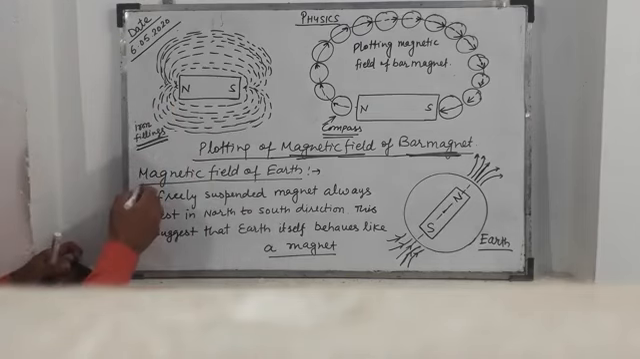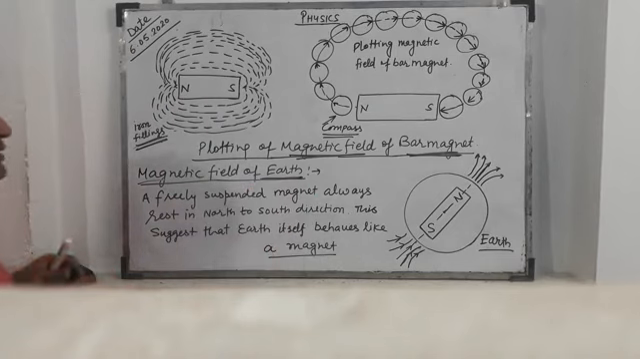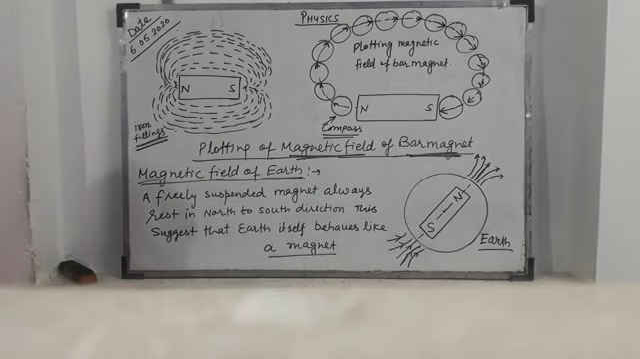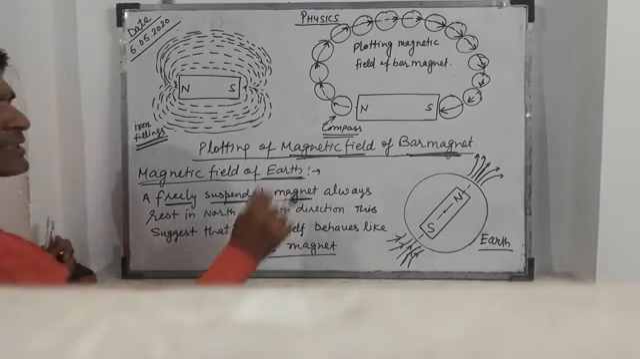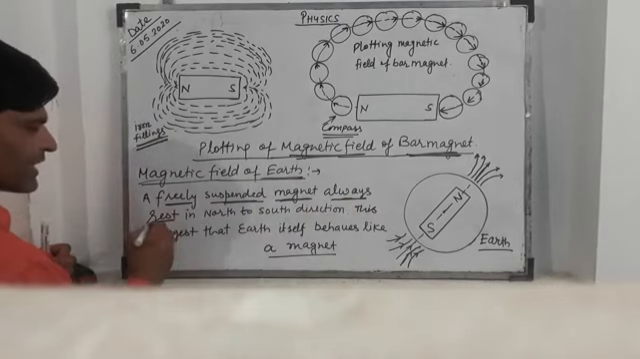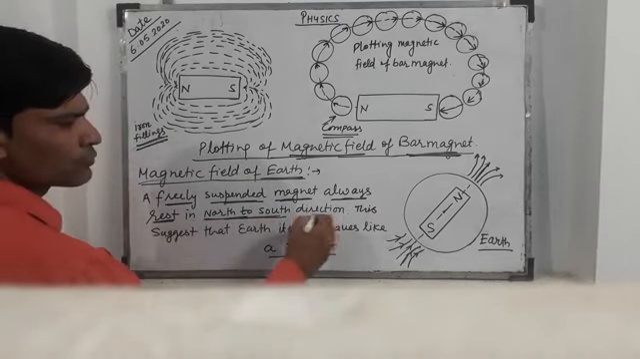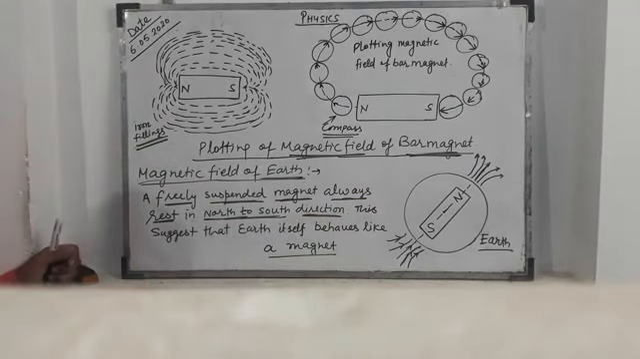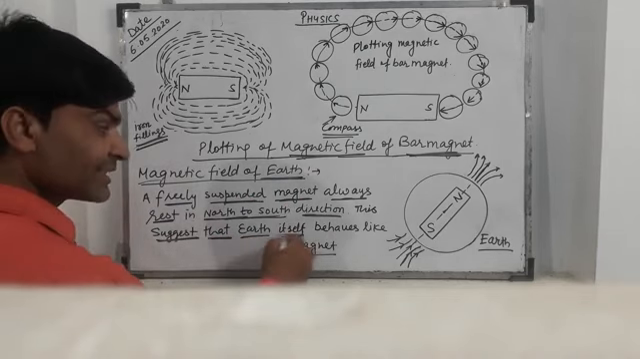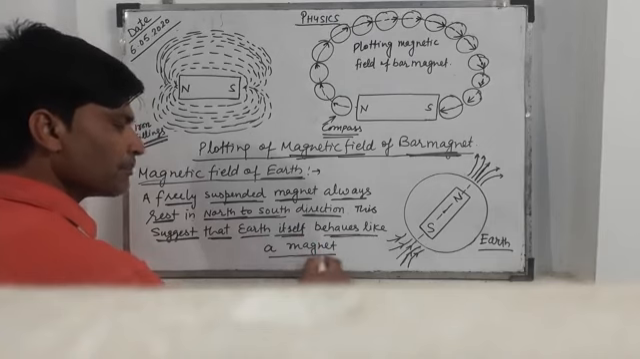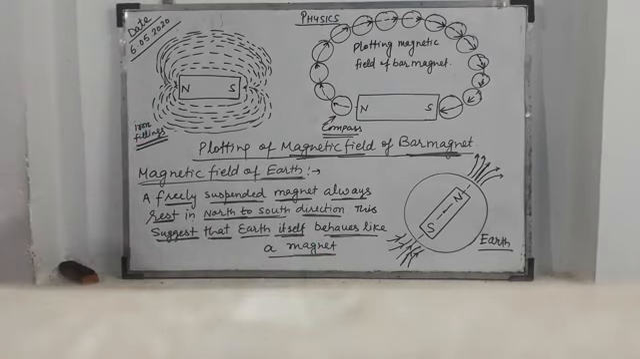Now the magnetic field of the Earth. A freely suspended magnet always rests in the north to south direction. When a freely suspended magnet rests in the north to south direction, this suggests that the Earth itself behaves like a magnet, because a magnet attracts other magnets.